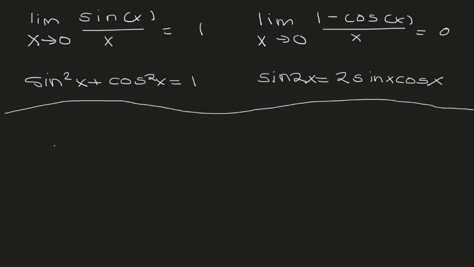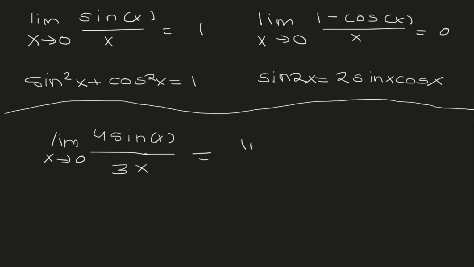So let's start off with a simple problem keeping these identities in mind. So let's do the limit as x approaches 0 of 4 sine of x over, sorry, let me make that 3x. Okay, so straight off the bat, we can recognize this as being awfully similar to this. So what can we do to make this look exactly like this?